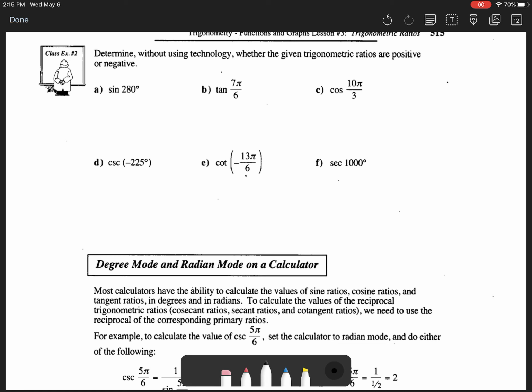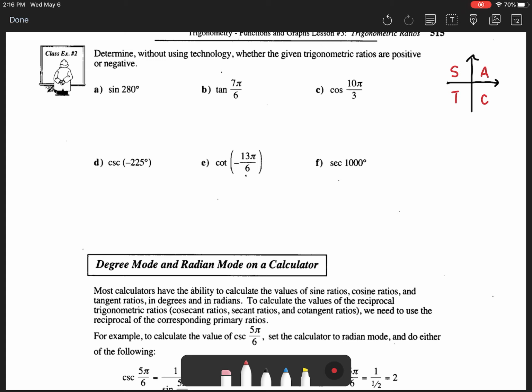Okay, determine without using technology. So again, when they say no technology, that just means do not use your graphing calculators. Determine whether the trig ratios are positive or negative. So really all we want to know here is which quadrant do we end up in, and therefore take a look at the ratio, sine, cosine, tangent, or the reciprocals, and determine if in that quadrant we are going to be positive or negative. And basically all that they're referring to there is this CAST rule. Okay, so that's what they're kind of asking you to figure out.